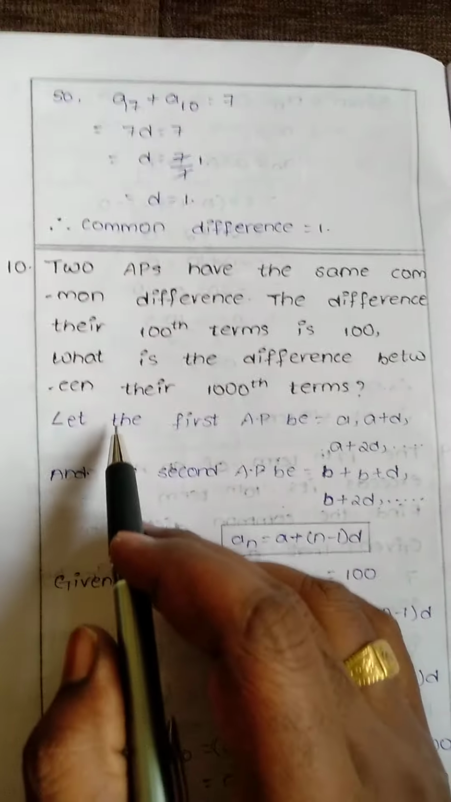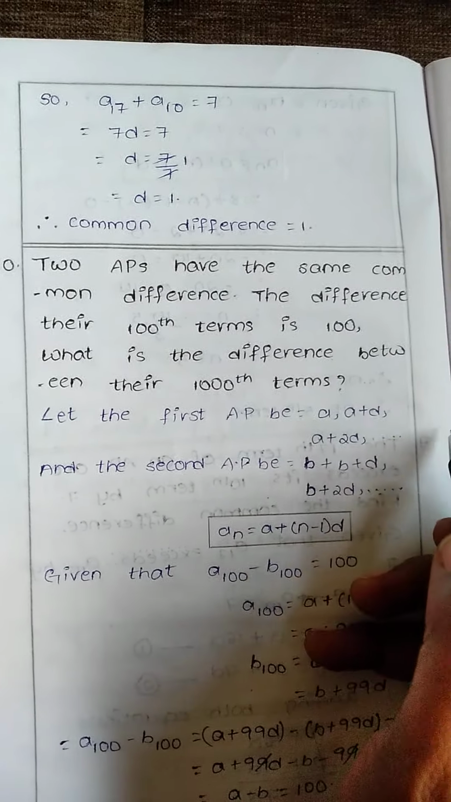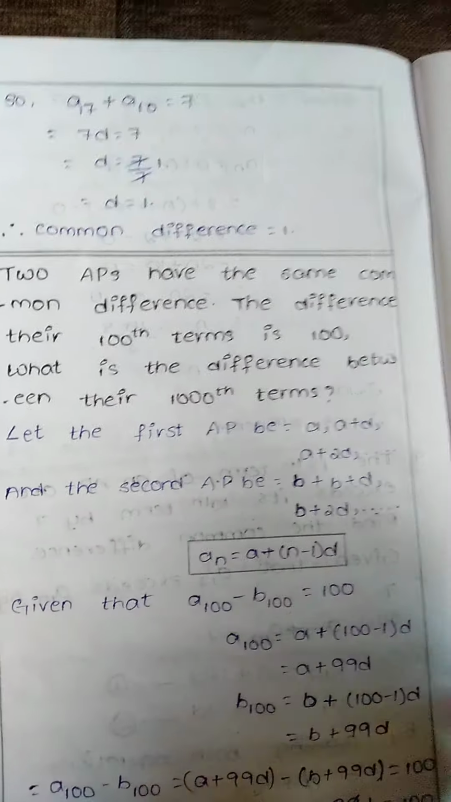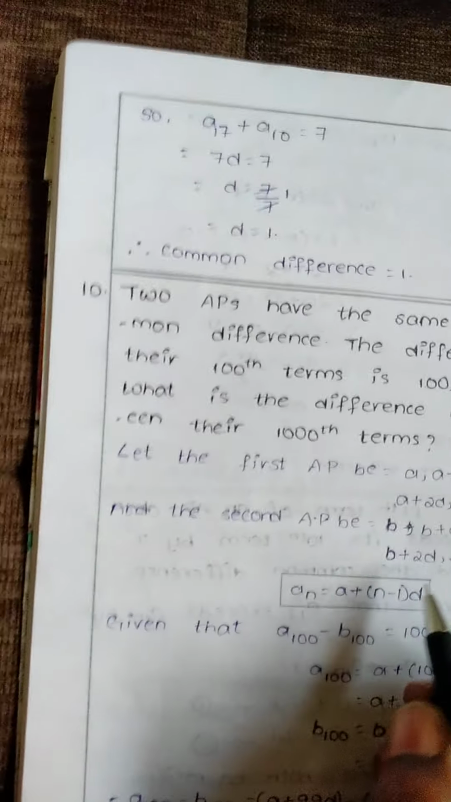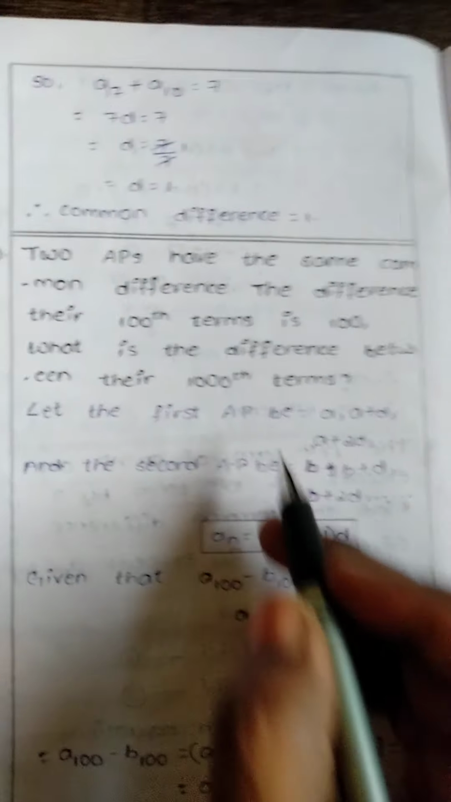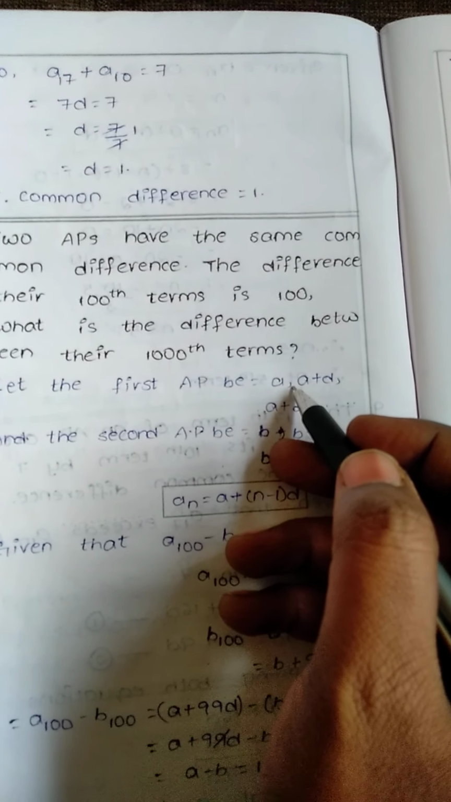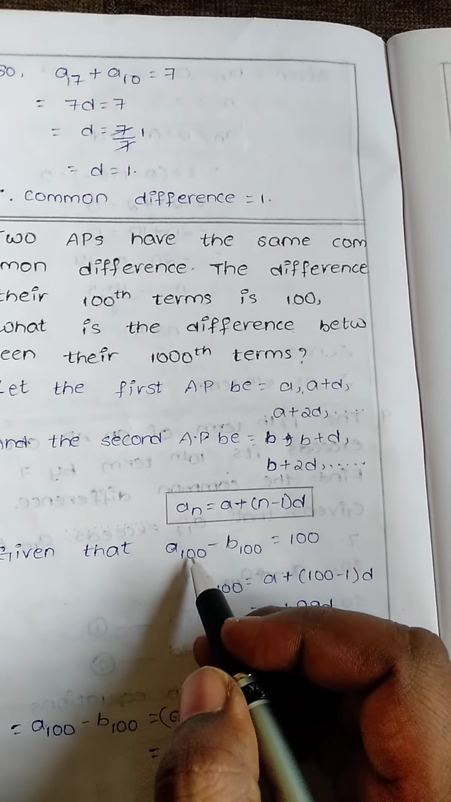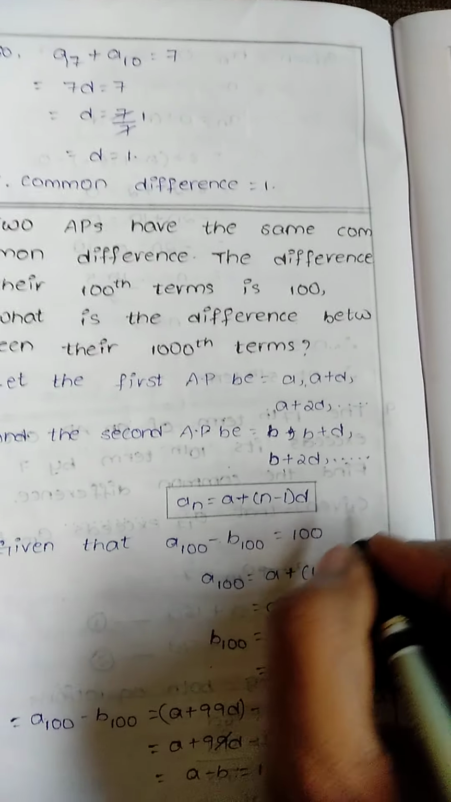Once again, let the first AP be A, A plus D, A plus 2D and so on. And the second AP is B, B plus D, B plus 2D and so on. What is given? The difference of the 100th terms is 100. First we will find the 100th terms. The 100th term is A plus 99D. In the other, the 100th term is B plus 99D. The difference A100 minus B100 is equal to 100, given.